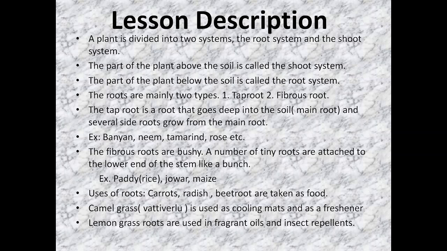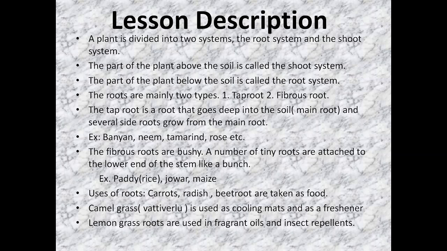A plant is divided into two systems, the root system and the shoot system. The part of the plant above the soil is called the shoot system. The part of the plant below the soil is called the root system. The roots are mainly two types, taproot and fibrous root. The taproot is a root that goes deep into the soil, which is called the main root, and several side roots grow from the main root. Example: banyan, neem, tamarind, rose, etc.